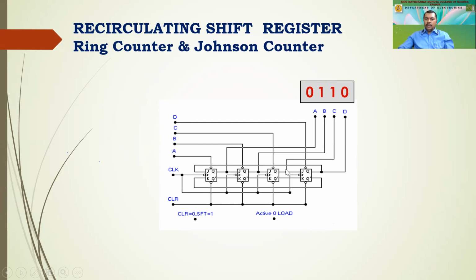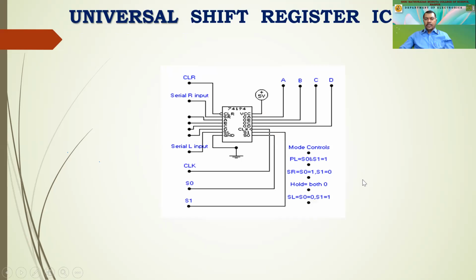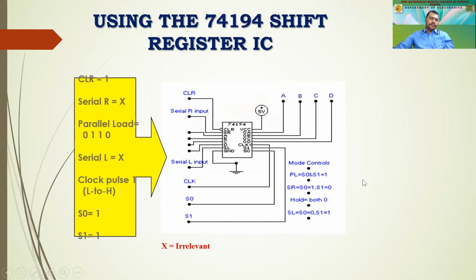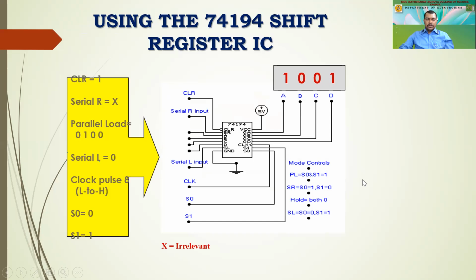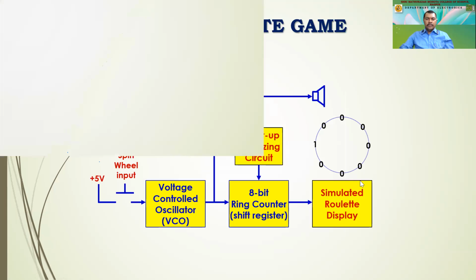So this is a ring counter, and if you switch the outputs Q and Q bar, then we have the Johnson counter. This is what we have studied already. So this is the IC, and these are some of the examples where we have to study how it works. So this is shifting. This is the game that we are having.